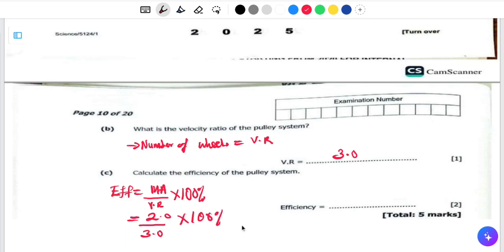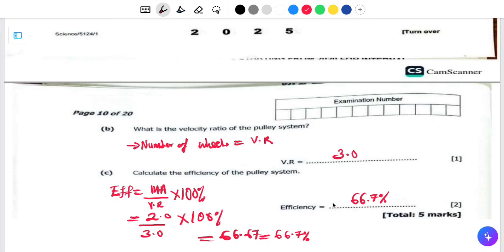So what are we going to have? We can say 200 divided by 3. I'm getting 66.67, but we can just round this off to 66.7%. So our final answer here is 66.7%. This is how efficient that pulley system is.